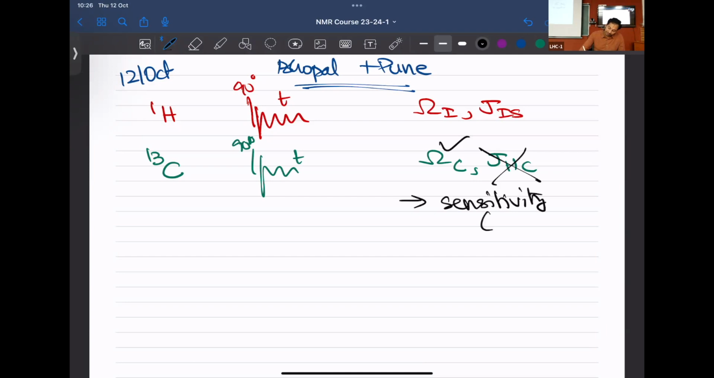One is the gyromagnetic ratio. The other is the natural abundance. Slowly we realize, okay, fine, the 1D is helpful, but not as helpful.